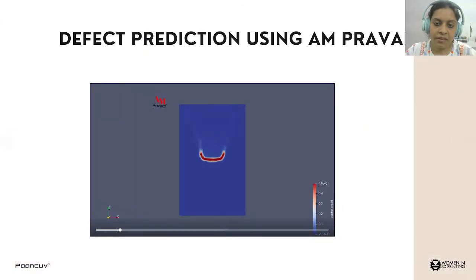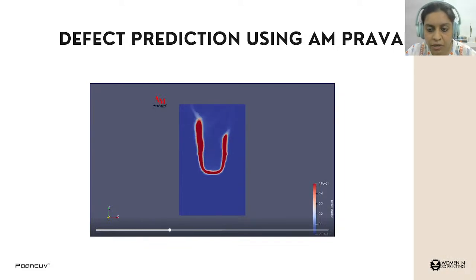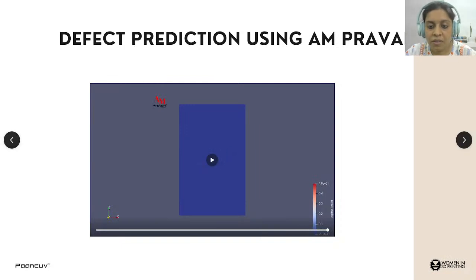This is another example of defect prediction. Just see this video very carefully. The red color is the molten liquid, and just now the air bubble is captured here. It doesn't show the alpha dot liquid, it will just show you the liquid.